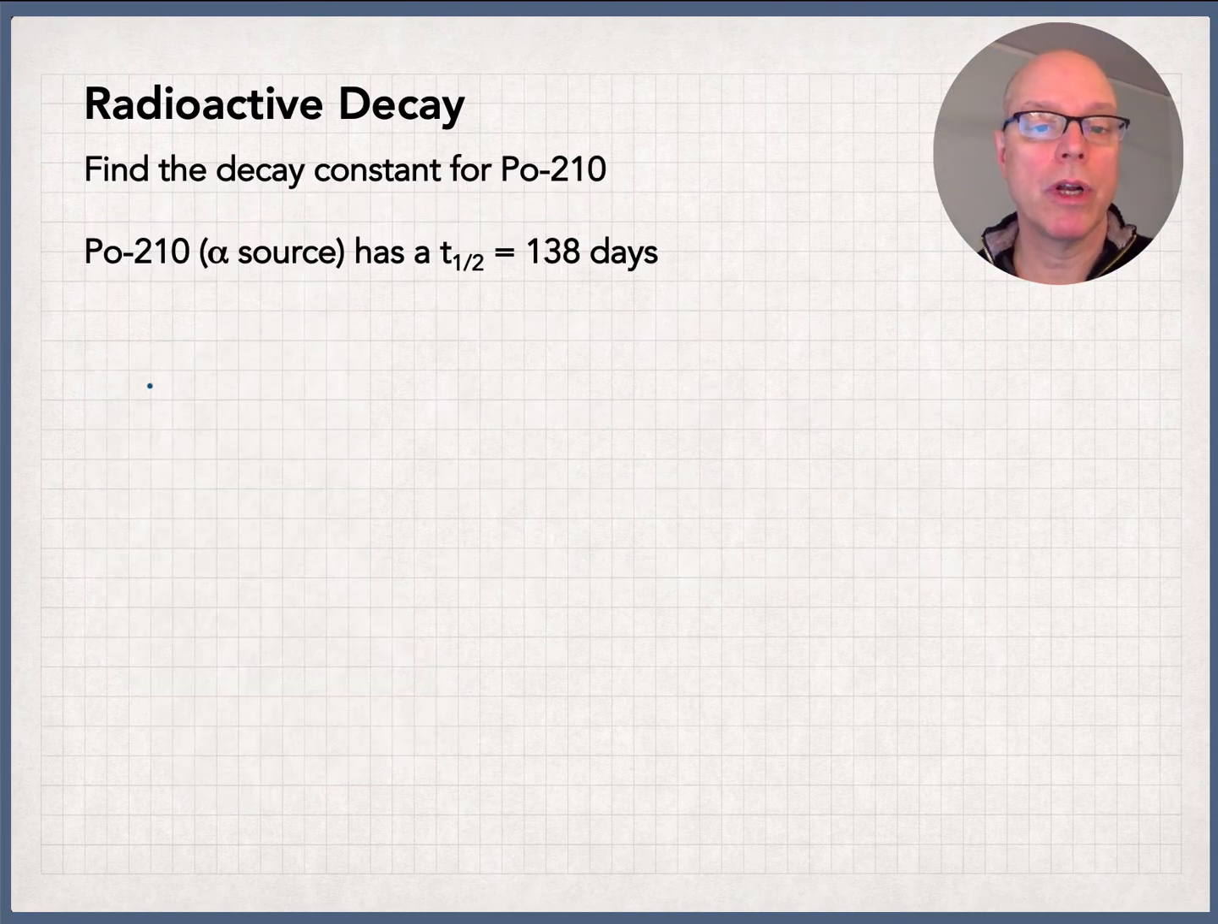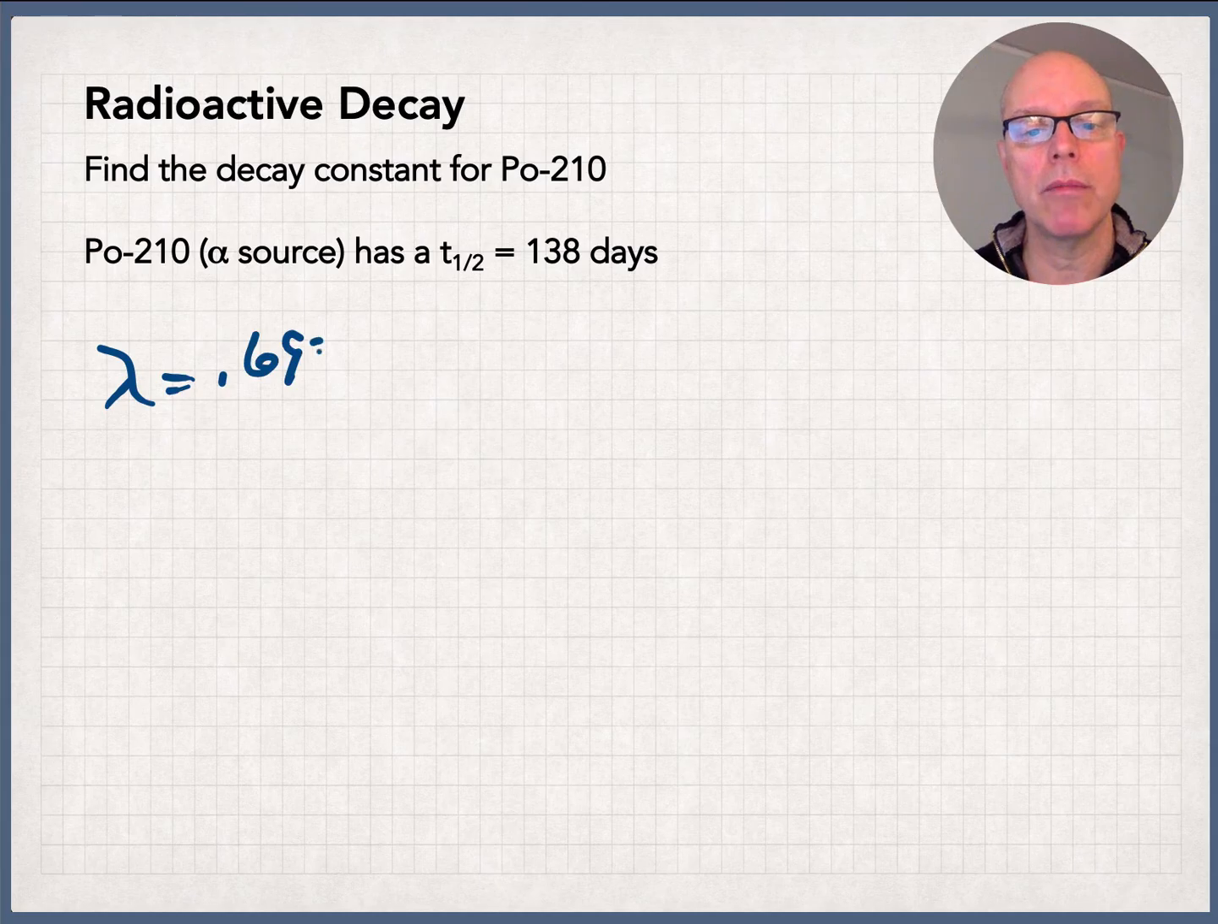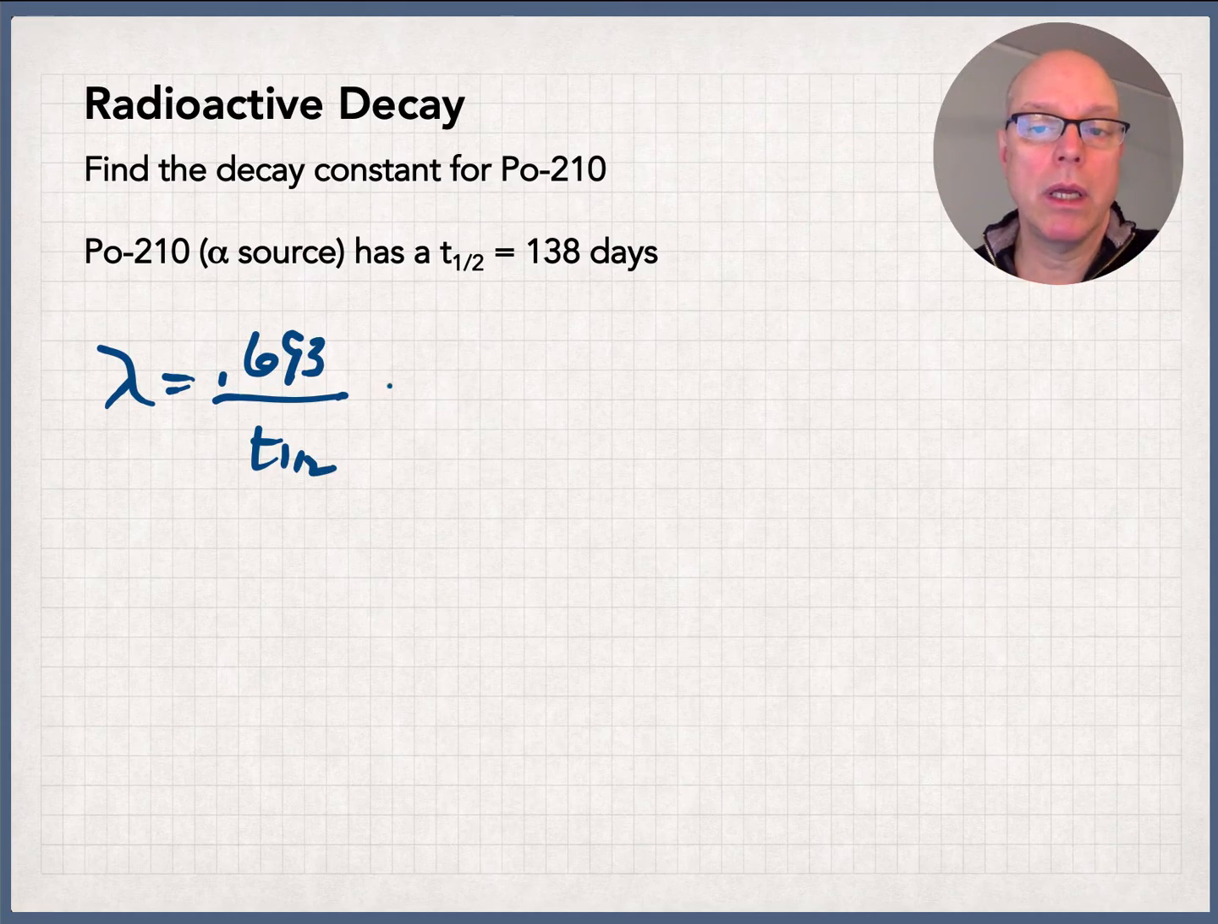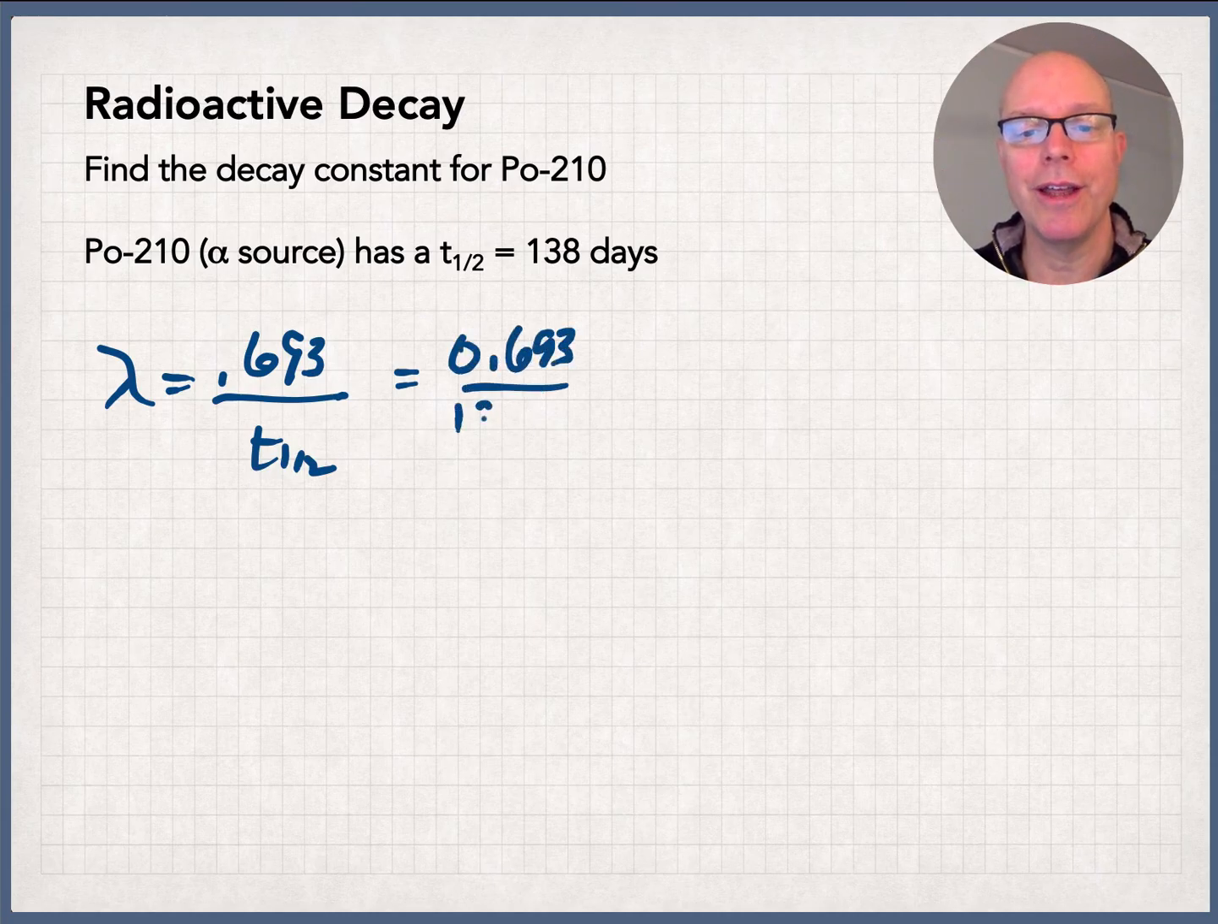So here's the formula straight away. It says that lambda equals 0.693, a number we'll explain later, divided by t1/2. So all you have to do is just plug in like a monkey, right, without paying attention to labels, like we always do, and you're going to get 0.693 over 138 days. And what do we get?